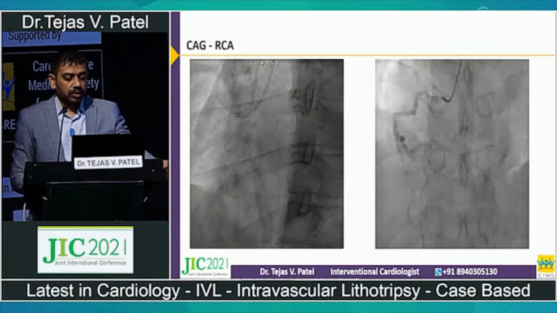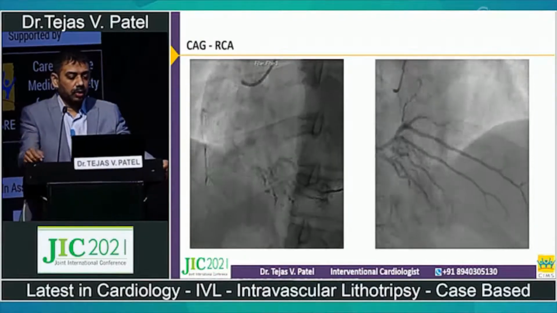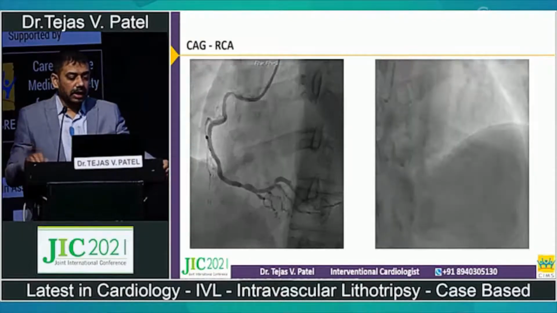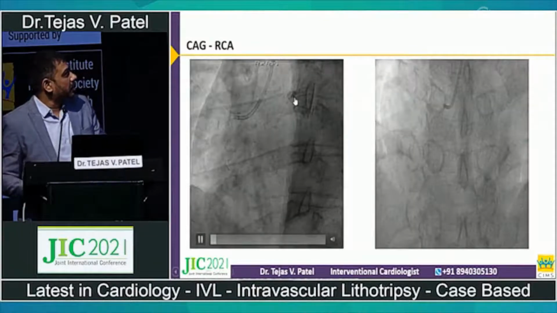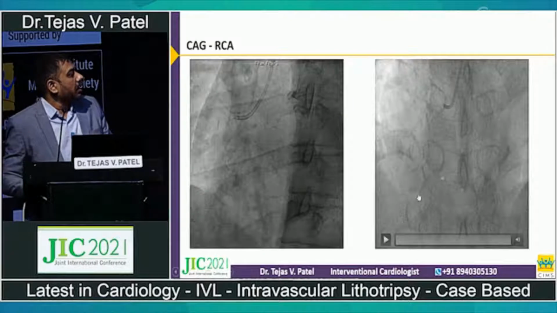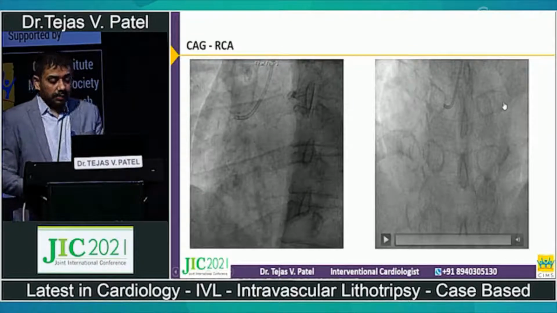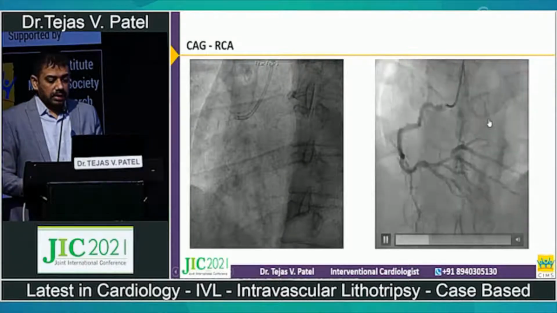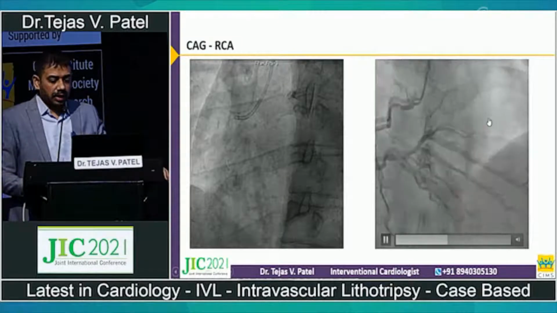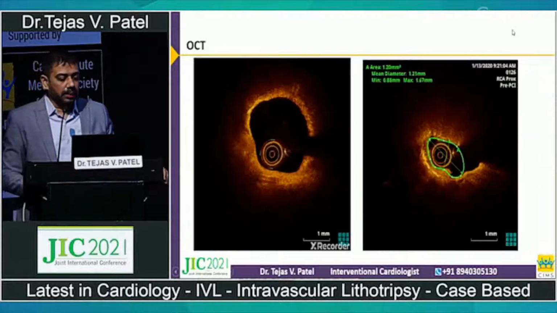The left system had mild to moderate disease. I am not going to show it here, but it was severely calcified. You can see it in this image also. This is the calcification on the left system, and this is the right coronary artery, which was proximally showing a 70-80% eccentric lesion. You can see it in this image. It was a very large right coronary artery, and the branches are going almost up to the apex.